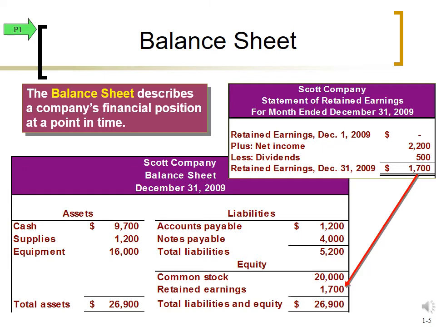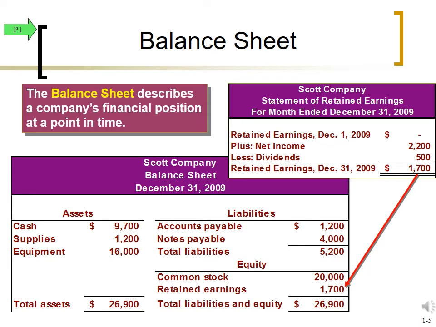Owner's equity, we said, is comprised of two things, stock and retained earnings. Well, in this particular case, their stock, we're told, is $20,000 that they've sold to individuals. So they have common stock on their books for $20,000. They also have ending retained earnings of $1,700. Now, thinking back, where did that come from? That came from the previous slide, and the previous slide showed a balance of $1,700 in retained earnings.